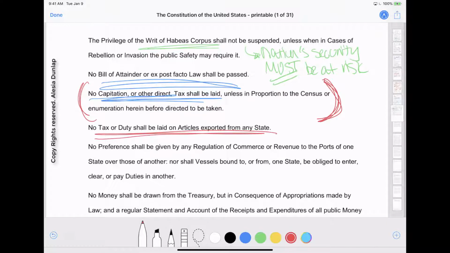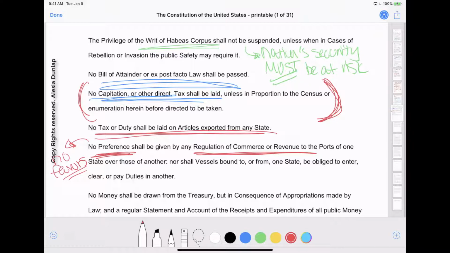Congress can't favor one state over another. No preferences, no favors. Can't have any favorites. All right. In regards to business matters, that's what they're referring to.